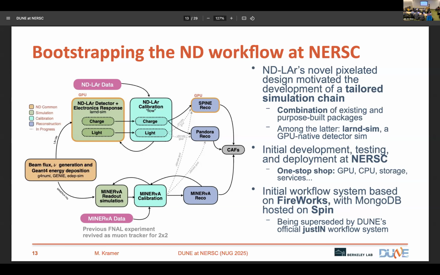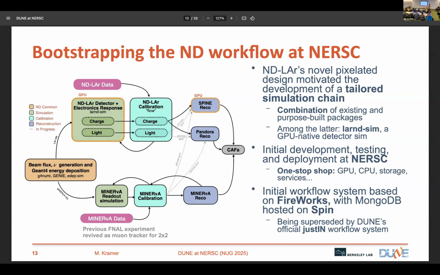We also custom developed a Python data processing framework called Flow, which is more CPU-based and NumPy, not quite as interesting. But by combining these with existing packages like Geant4, GENIE, and so on, we were able to get something up and running quite quickly, and it's continuing to serve us quite well.